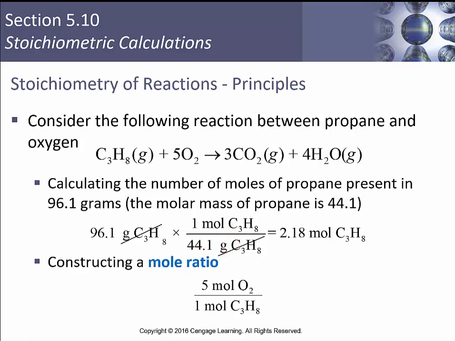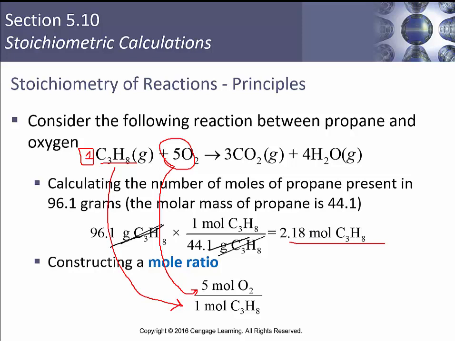Your grams will cancel each other out. You're going to be left with moles of propane. If you want to construct a mole ratio, you're looking at the inside here. There's an implied 1. So for every one propane, you're going to have 5 oxygens. So that's a conversion factor or a mole ratio.